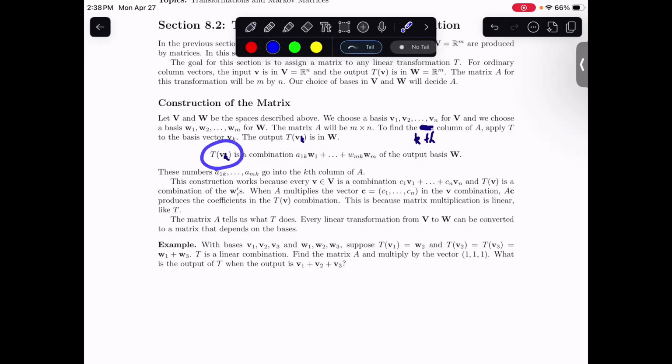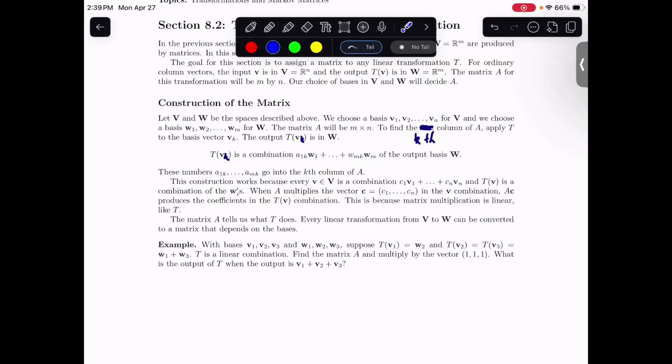So if you do T of v_k, again, this is going to be an element in W, so you can represent it as a linear combination of the basis vectors of W. So T of v_k is going to be the combination given by a_1k times w1 plus a_2k times w2, all the way up until a_mk times wm. So it gives you a linear combination in terms of the basis vectors of W. And so what fills up the kth column of A, the matrix corresponding to your transformation, are just going to be the coefficients, or the weights, in that linear combination. So these numbers a_1k up until a_mk are going to be the entries of your kth column.